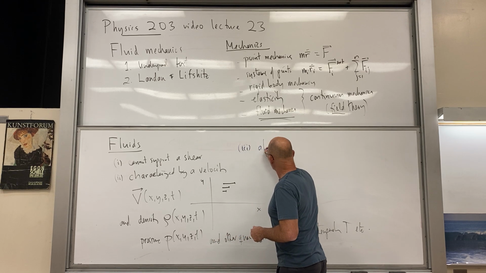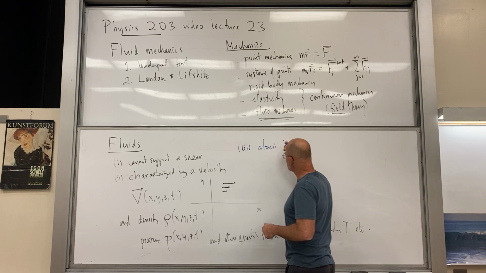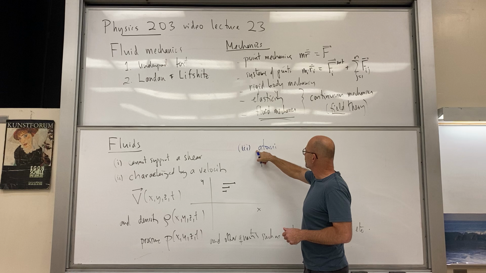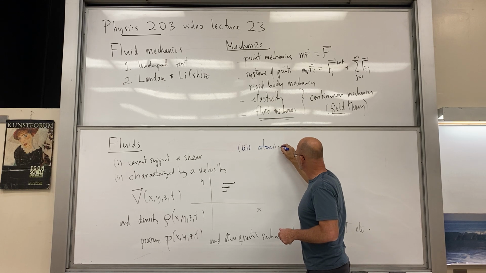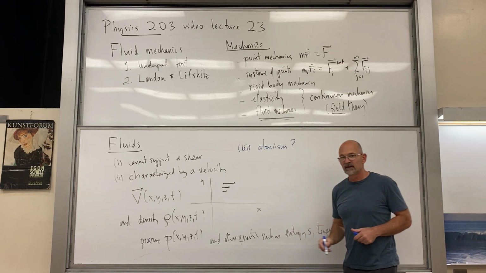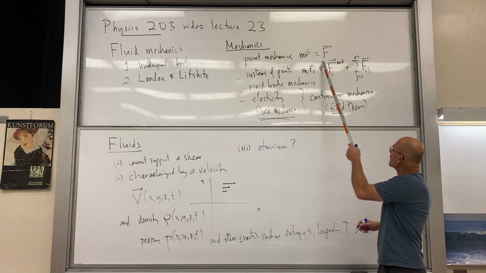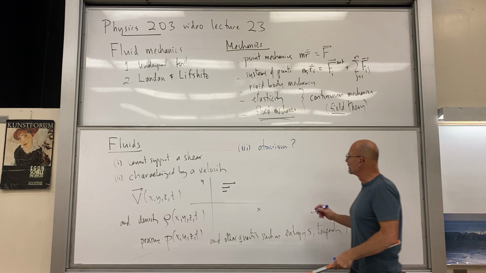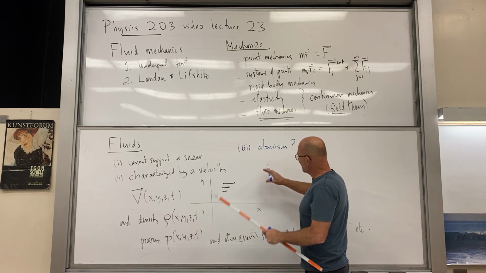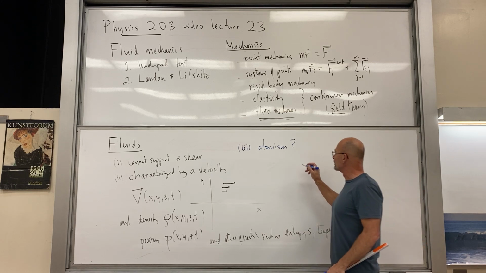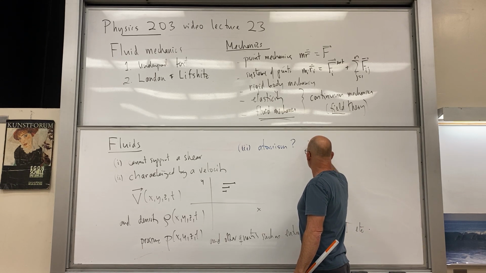Now, what is the role of the atomic nature of matter? So atomism, I'll put a question mark there. In our point systems, we thought we had a bunch of point particles. And in our continuum system, if we look close enough, it's a bunch of point particles as well.